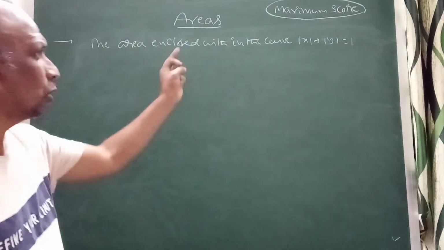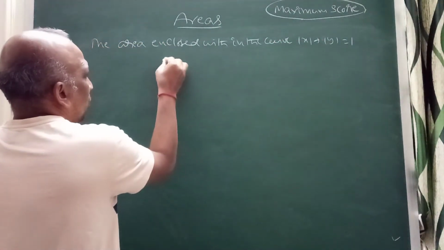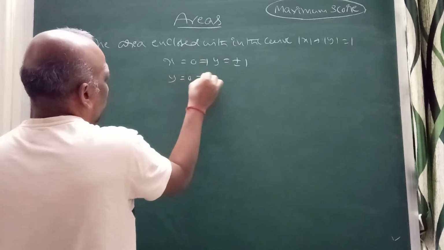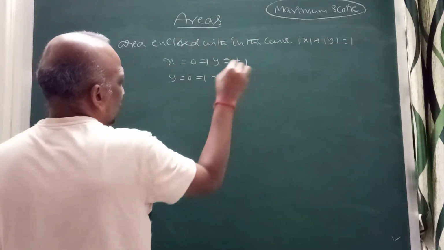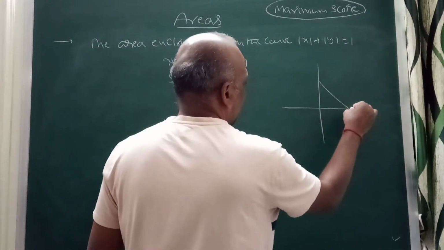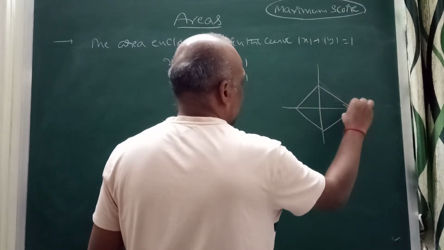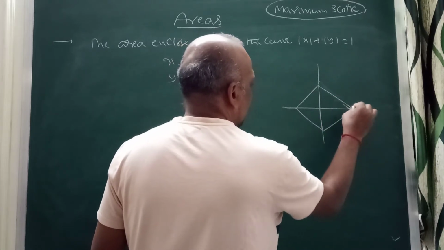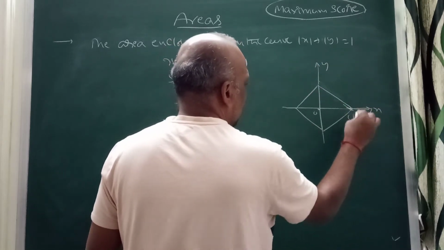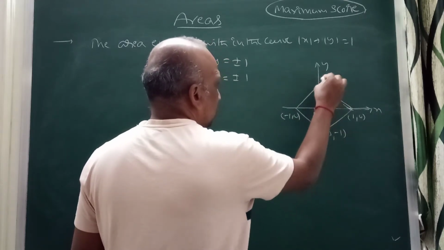I should find the area enclosed within the curve mod x plus mod y is equal to 1. So when mod x plus mod y is equal to 1, when x equal to 0, y is equal to plus or minus 1, and when y equal to 0, x is equal to plus or minus 1, it comes, correct? You can think. So these are the points we got: 1, 0; minus 1, 0; 0, minus 1; 0, 1.